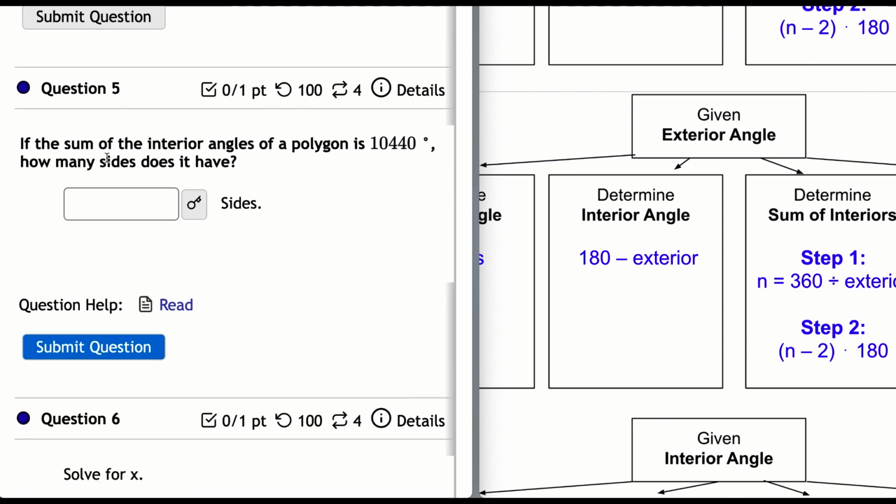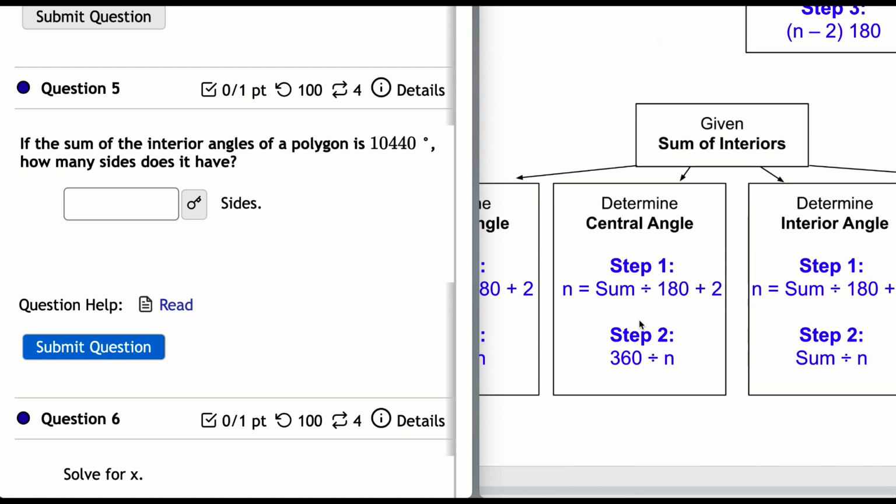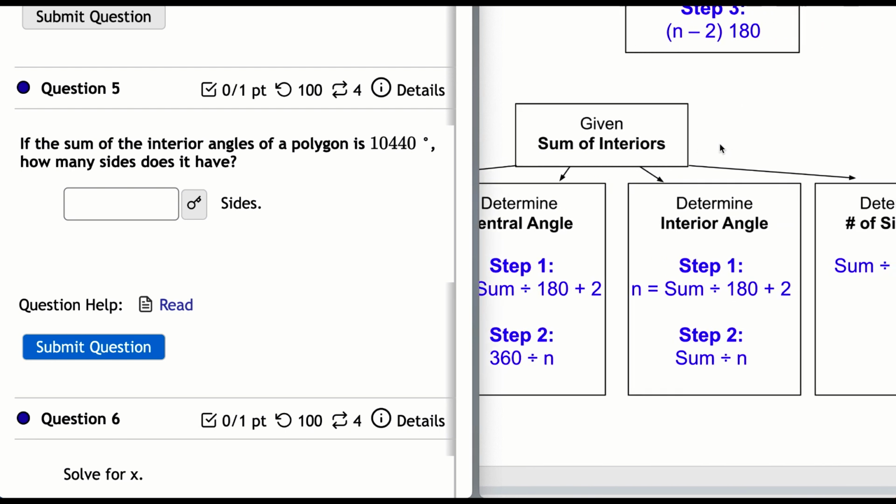Next, as you move on to number 5, it tells you that you have a sum of interior angles of a polygon, in this case 10,440. Now it says, how many sides does it have? Well, again, go to the starting point of sum of the interiors that you see right here, and then follow the directions for the number of sides.